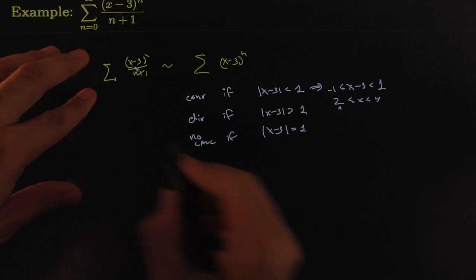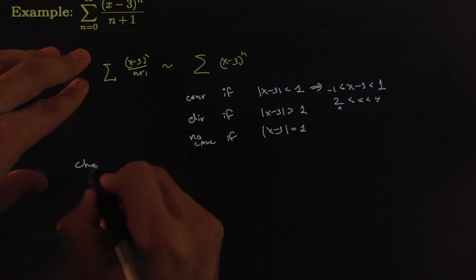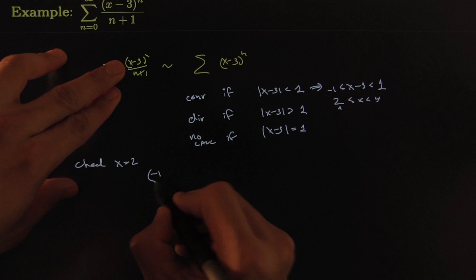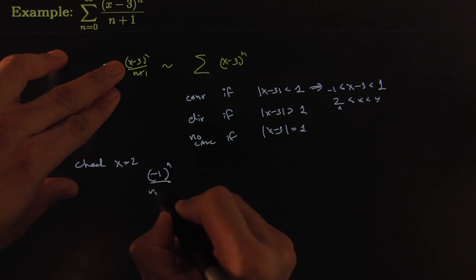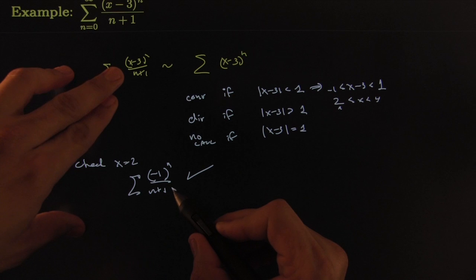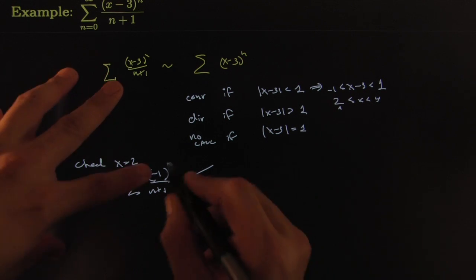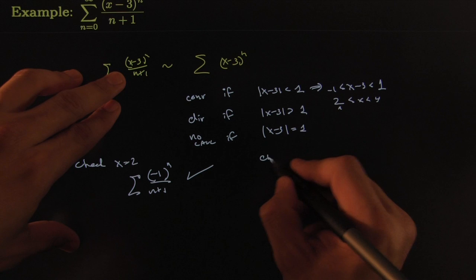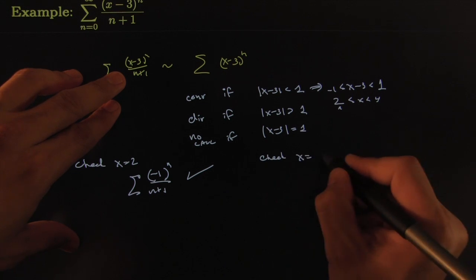So we check x equals 2. That would give you (-1)^n/(n + 1). Winner, winner, chicken dinner. That converges by the alternating series test, because you've got alternating, and decreasing going to 0. For sure. Now we check the other one, x equals 4.